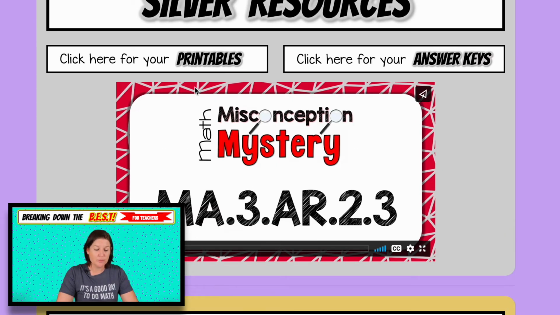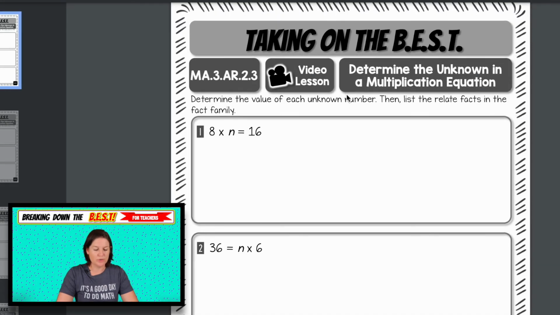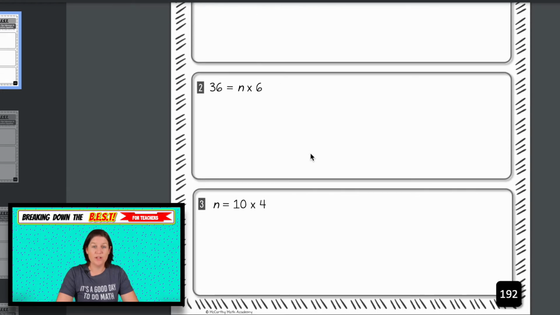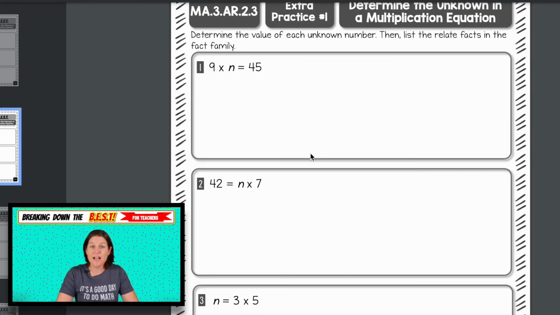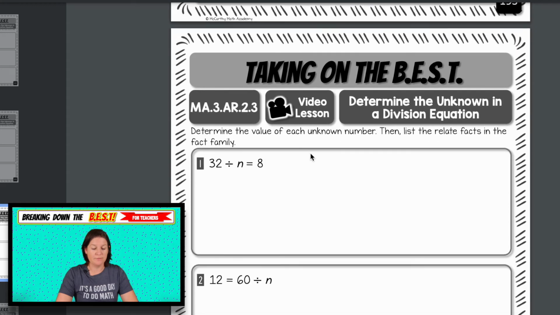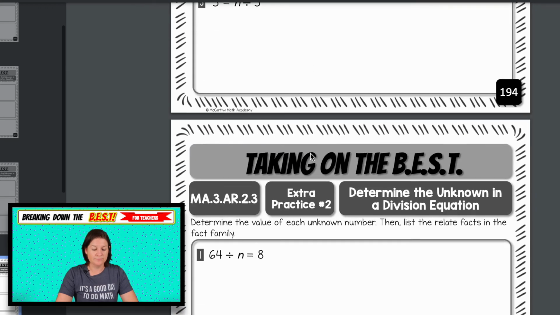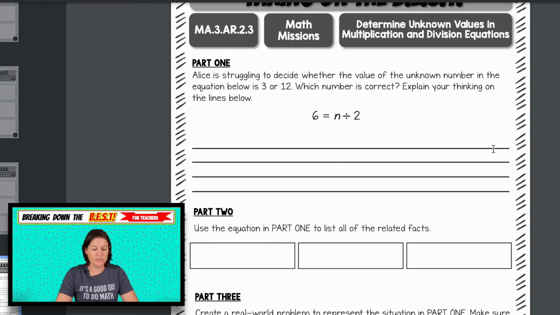This is the video that you can play, and I'll show you the problem in your printable section, but I just want to show you how everything is grouped for this standard. So you've got your video lesson icon, that means it's a video, just like what we saw in the bronze resources. And then some extra practice that does not have a video. It's for students to be able to practice on their own. Video lesson, extra practice, and here is the math mission.